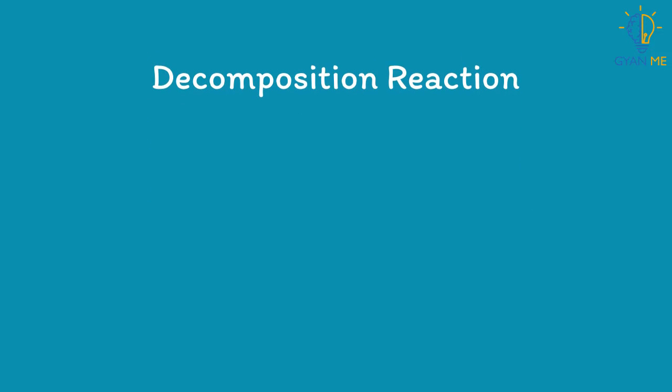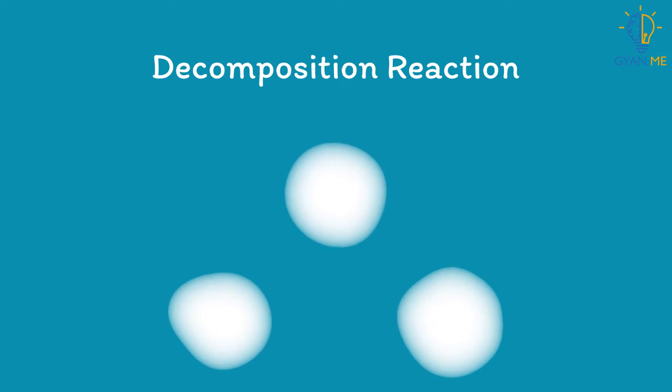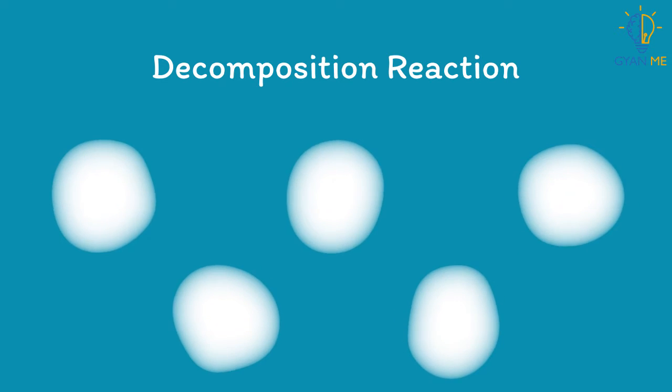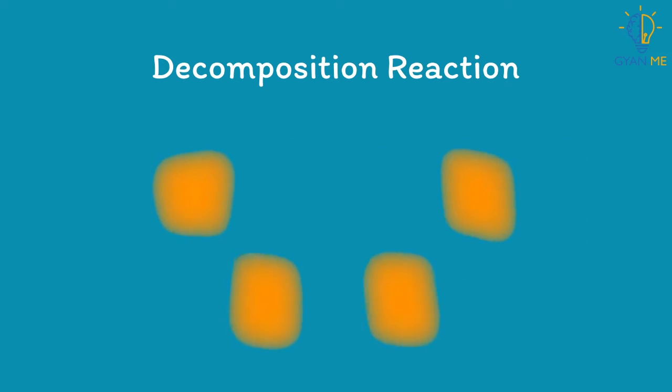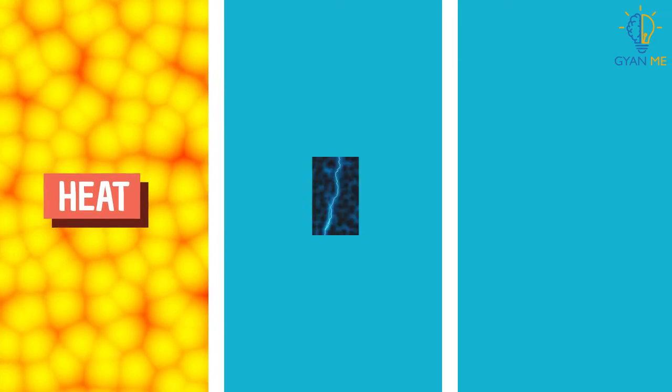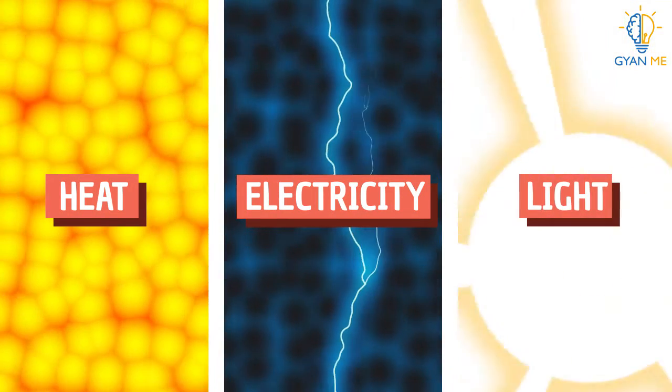As you already know, in a decomposition reaction, a single reactant breaks into two or more products. In other words, a single compound splits into two or more simpler substances under suitable conditions, for which it requires energy in the form of heat, electricity, or light.